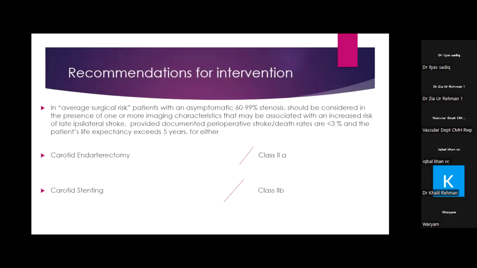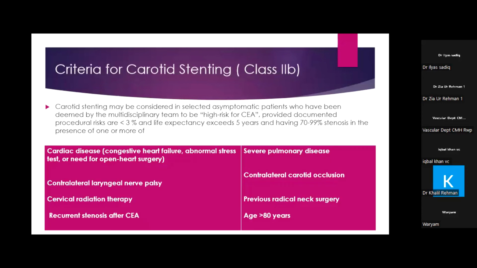Recommendation for interventions: in average surgical risk patients with an asymptomatic 60 to 99% stenosis, intervention should be considered in the presence of one or more imaging characteristics, which were defined previously, that may be associated with an increased risk of late ipsilateral stroke, provided documented perioperative stroke or death rates are less than 3%, and the patient's life expectancy exceeds 5 years, for either carotid endarterectomy, class 2A, and carotid stenting, class 2B.